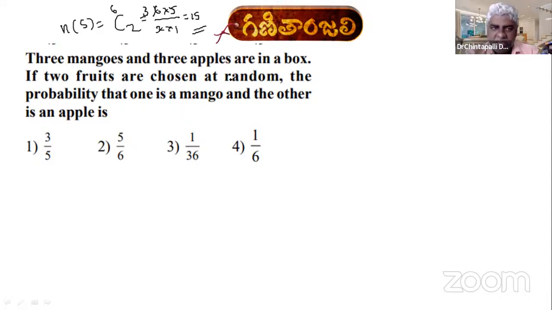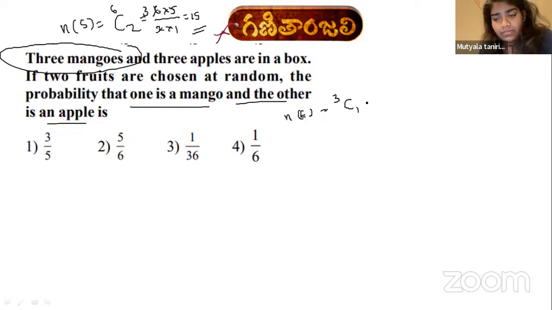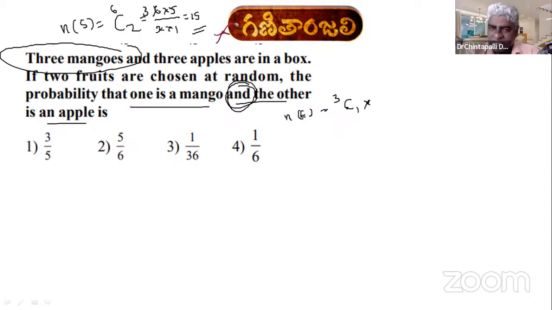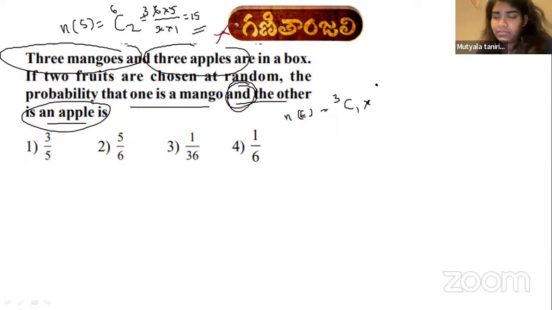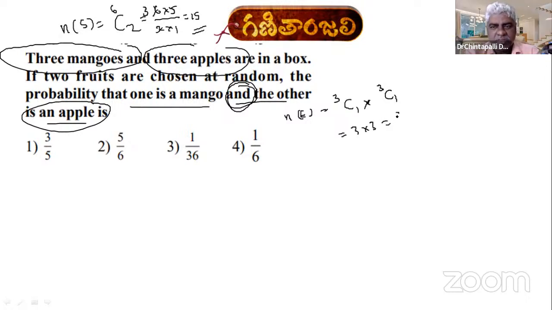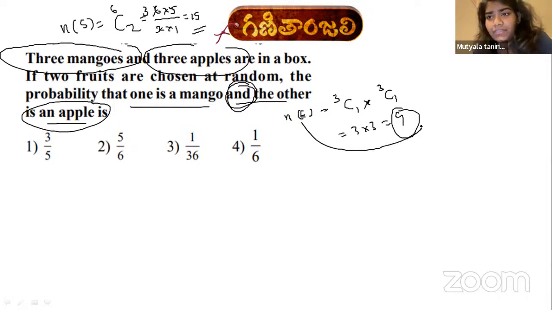Now the property is that one is mango and the other is apple. That is n of E. Out of 3 mangoes, one mango is selected in 3 ways, that is 3C1, which is 3. The other one is an apple. So n of E is 9 and n of S is 15.